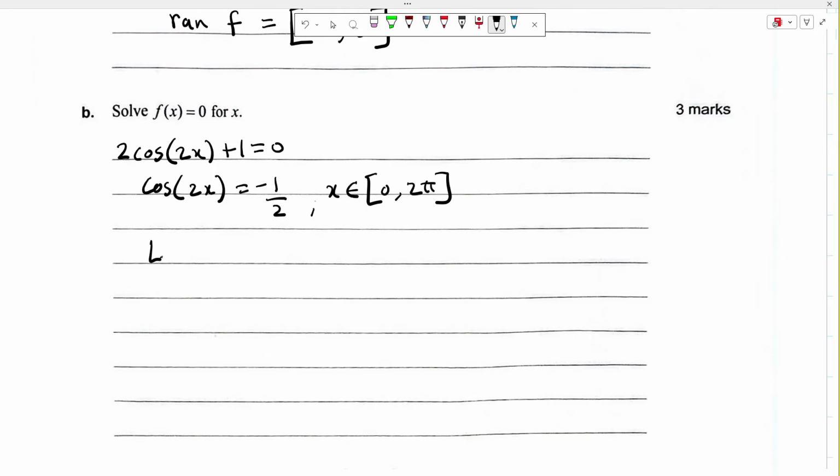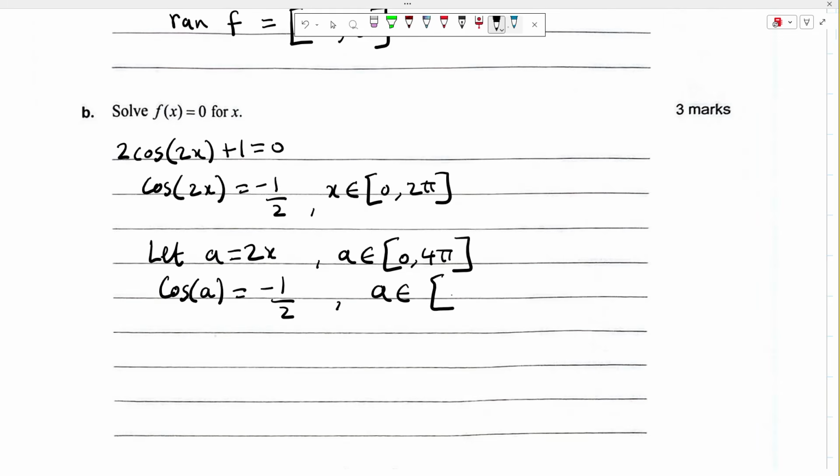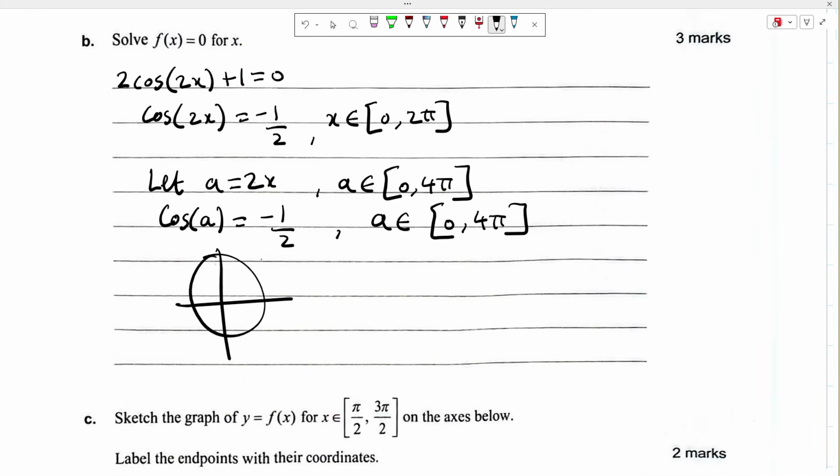Now what can we do? Now we can let a equal 2x. If x was between 0 and 2 pi, a is equal to 2 times x, so a is going to be between 0 and 4 pi. And we get cos of a is equal to -1/2, with a between 0 and 4 pi. Now let's try to solve this. Think about what kind of angle makes cos become a half. Well, that's going to be an angle of pi on 3. And then we want cos to be negative, so it's going to be over here.